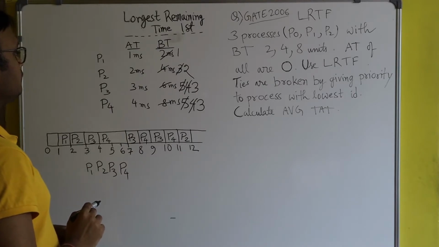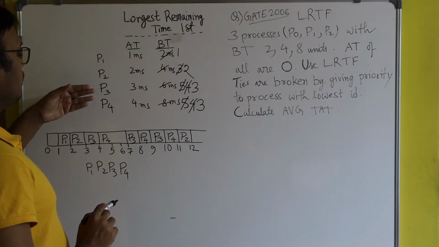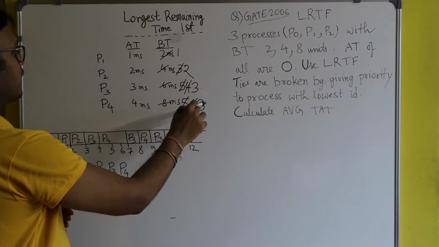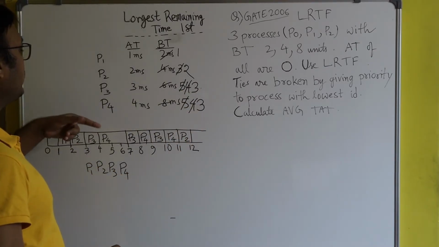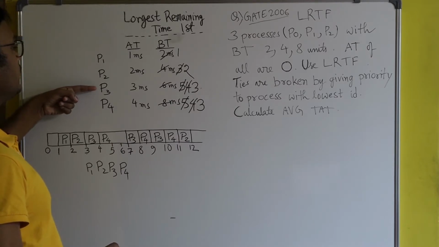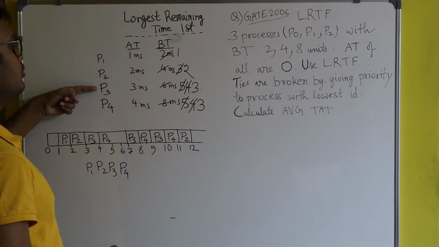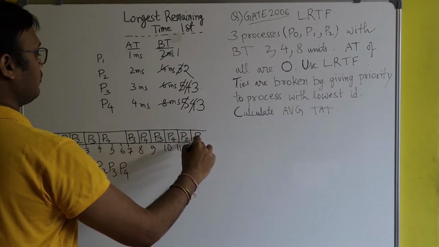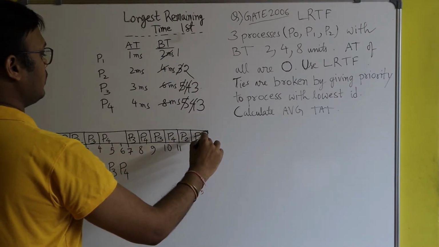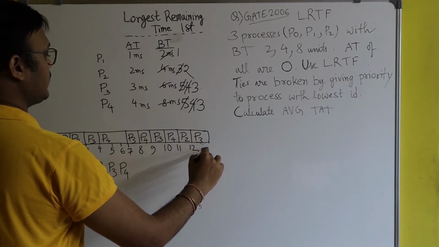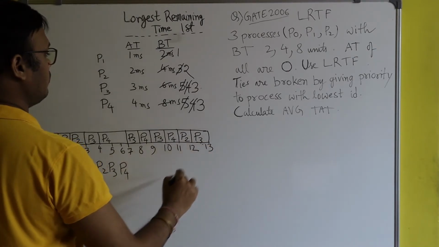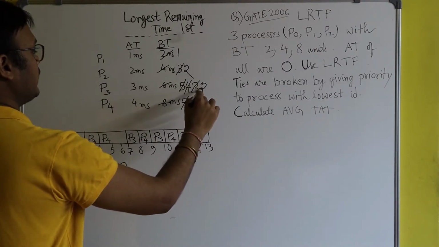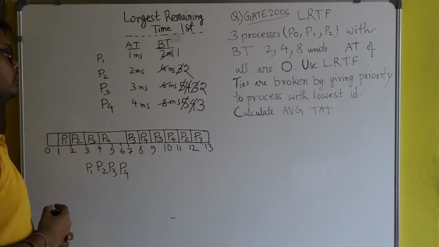So now you see, what is the largest burst time? 3 milliseconds. And so the CPU will be given to process P3 because it has the largest burst time. Okay. So here I will write P3. And it will run for 1 millisecond from 12 to 13. Okay. So now 2 milliseconds are left for process P3.